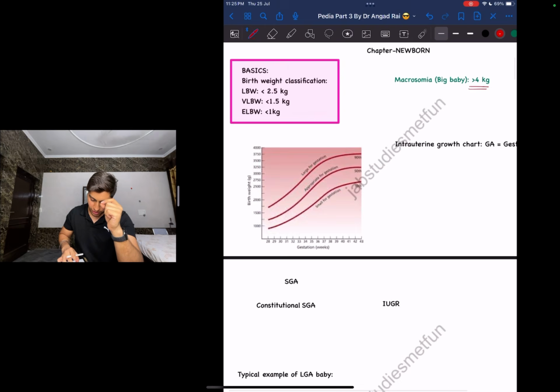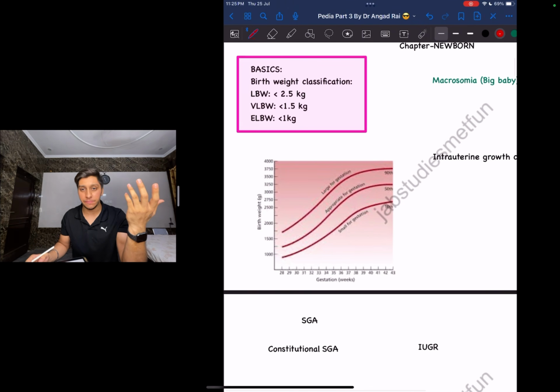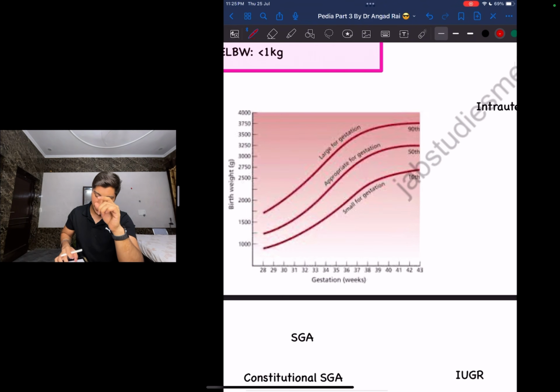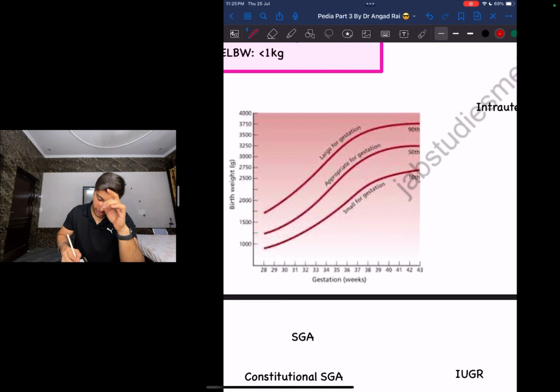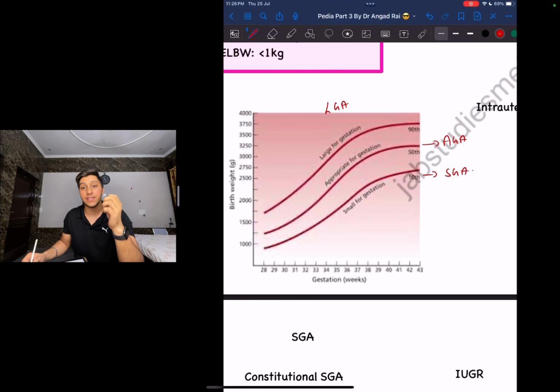Okay, now the chart over here, guys, which can come as an image based question, is an intrauterine growth chart. What you need to know in this chart is there are 3 curves. The topmost curve is going to be large for gestational age. The middle one is appropriate for gestational age, and the lowermost is small for gestational age. What you have to remember over here is the value. You will be considering large for gestational age if the percentile is more than 90. You will be considering small for gestational age if the percentile is less than 10, and in between is appropriate.